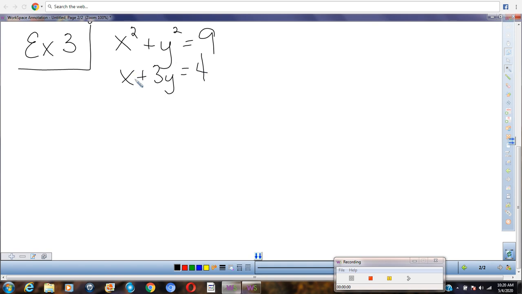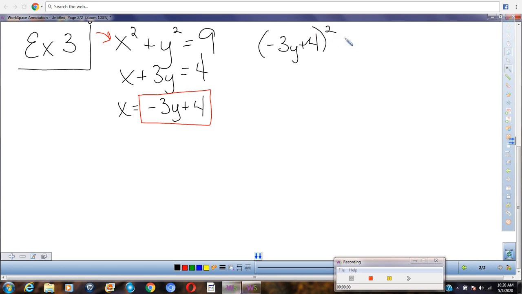So, first we need to get one of these by itself so that we can plug it into the other equation. Because the x has a coefficient of 1, this is going to be our easiest approach. Subtracting 3y to the other side, we get x equals negative 3y plus 4. We'll be able to take this, negative 3y plus 4, and plug it in for x in our other equation. So we have negative 3y plus 4 squared plus y squared equals 9.